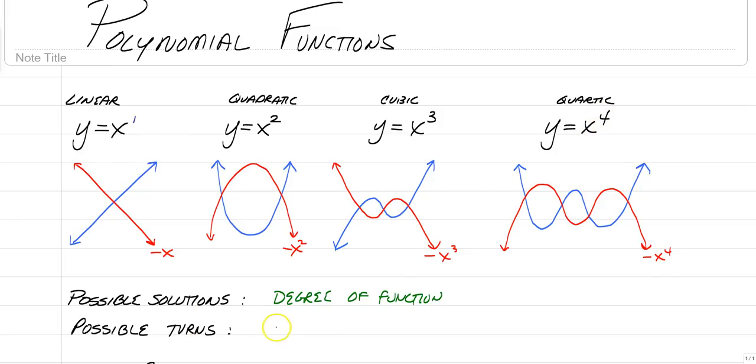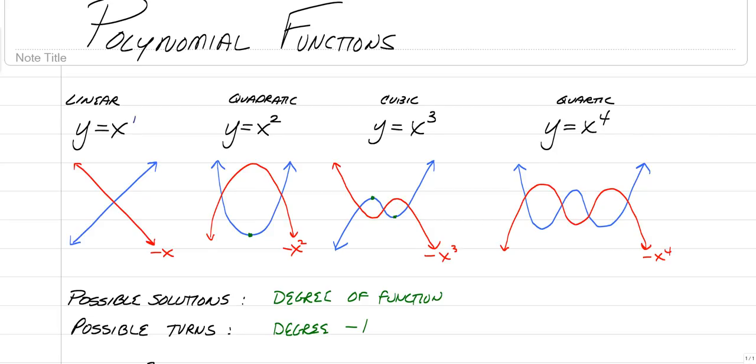The possible turning points is the degree minus 1. So notice a linear graph doesn't turn at all. It just keeps on going. But a quadratic goes down and then it turns the corner and comes back up. A cubic starts by going up, then it comes back down, and then it goes back up. So as you can see, those are turning points. Those are known as local maxes and mins, also known as extrema.